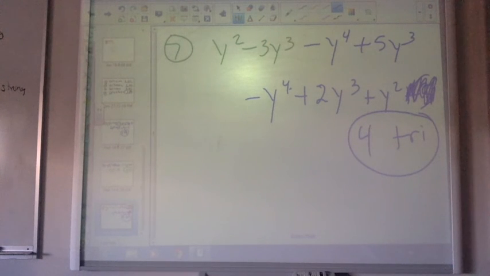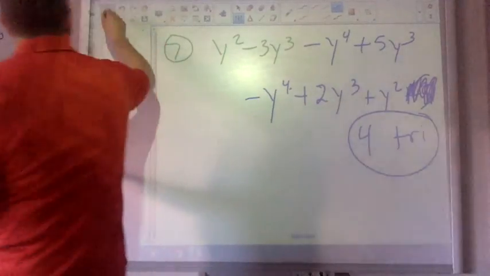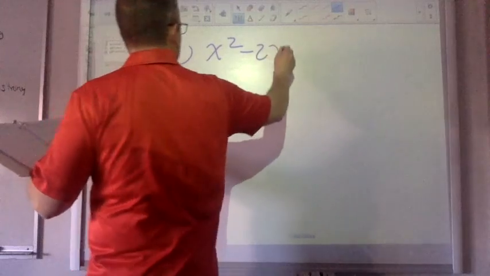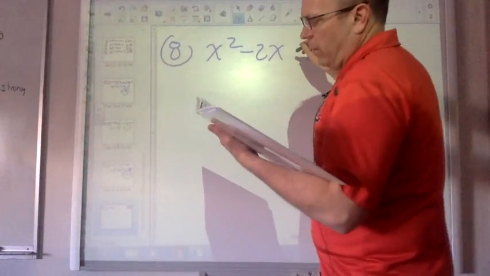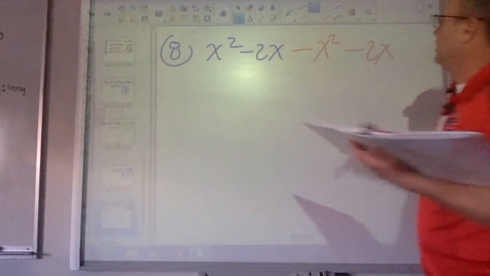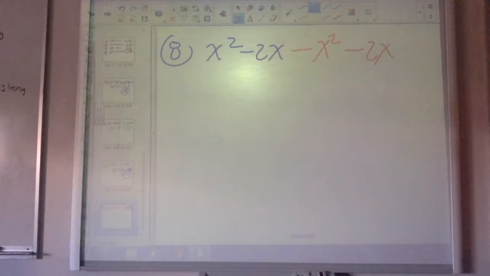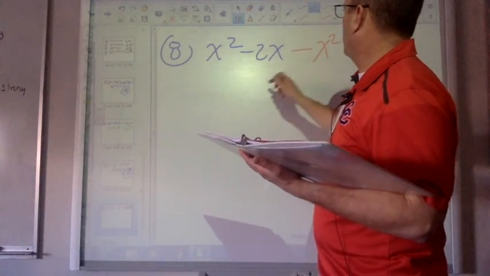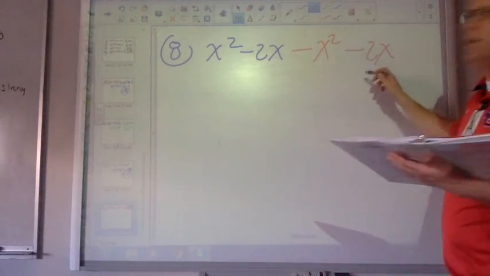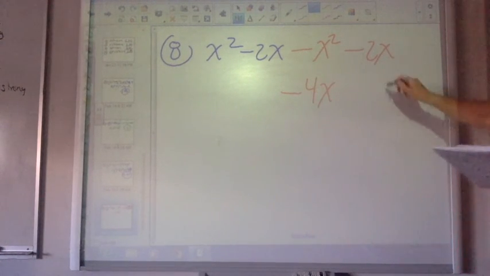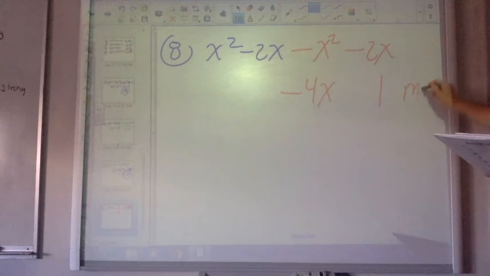Okay. Then number 8 might be goofy, so let's take a look at number 8. Number 8, I got x squared minus 2x, and the ones that are in red, I got negative x squared minus 2x. So I had to change both of those. Is that okay so far? Yeah. All right, so the reds have their signs both changed. So the x squareds are gone, and I have negative 2x and negative 2x, so if I combine them, I get negative 4x. So that is a 1st degree monomial.